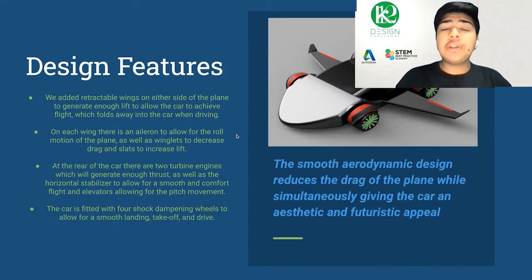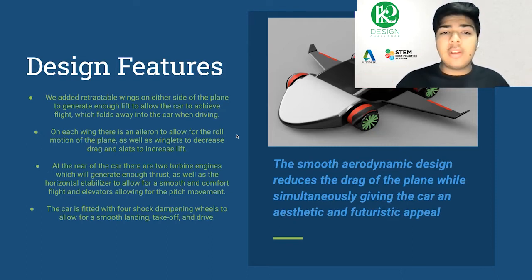First of all, we added retractable wings on either side of the plane. This ensures that enough lift is generated to allow the car to achieve flight, which is essential to make the car achieve its functionality from a scientific standpoint. To make sure that this feature is ergonomic, we have designed it so that it folds away into the car when driving. Pursuing this further, on each wing, there's an aileron to allow for the roll motion of the plane. This was extremely pertinent when considering the aerodynamic qualities of an aircraft. We also added winglets to decrease drag and slats to increase lift, which are crucial facets when designing an aircraft.